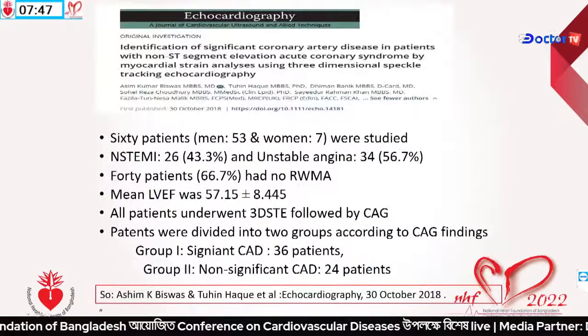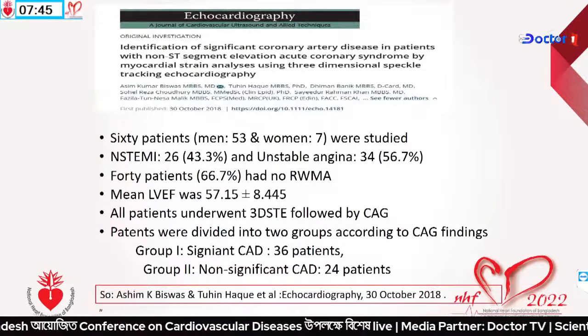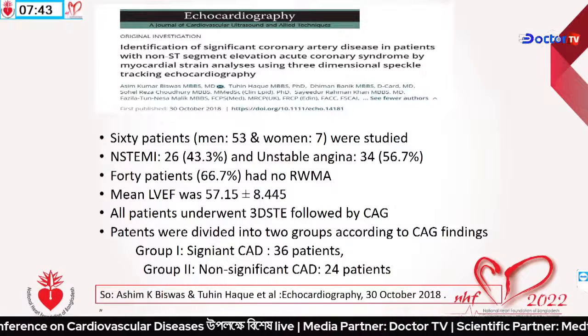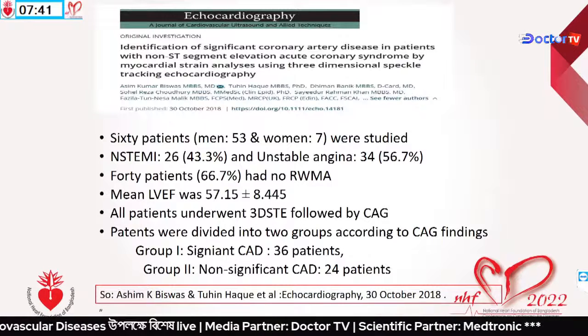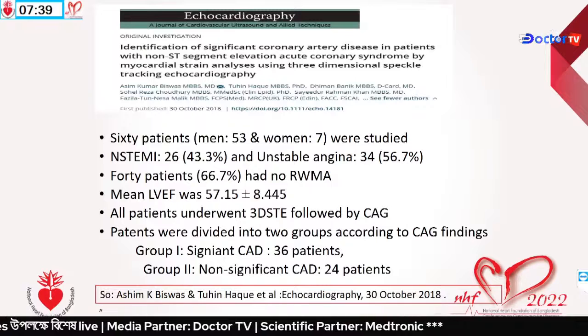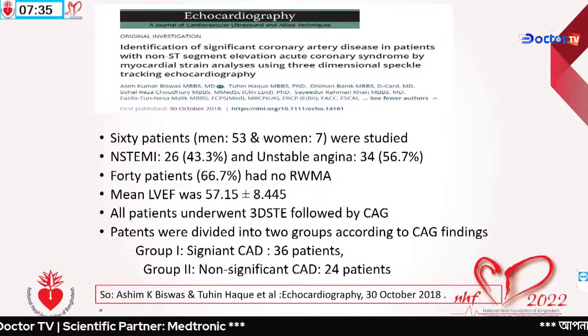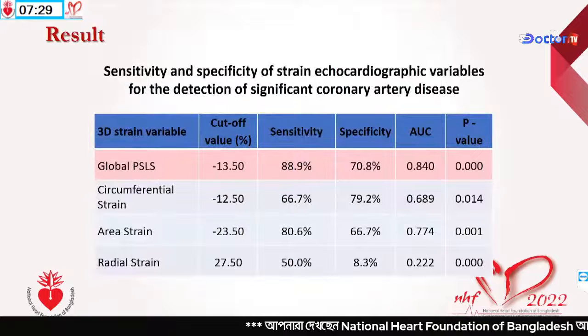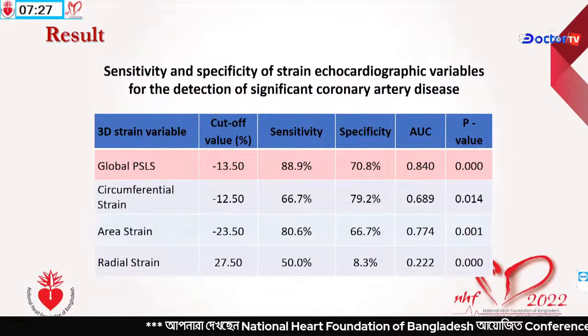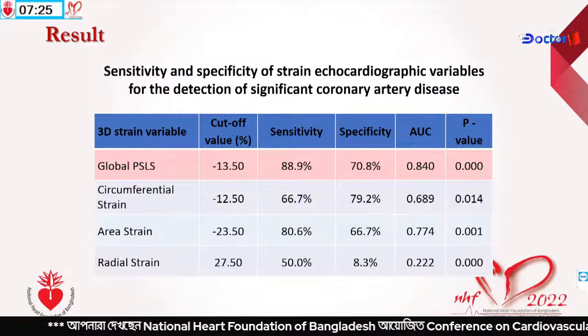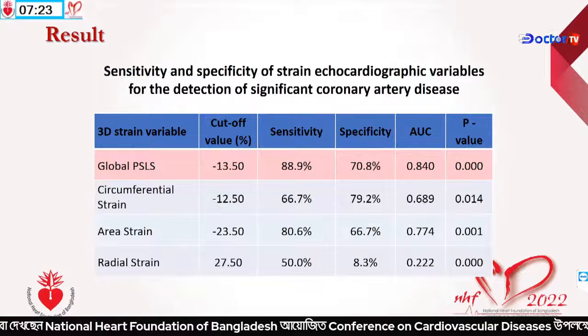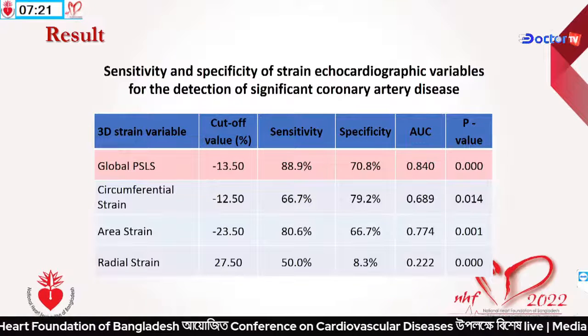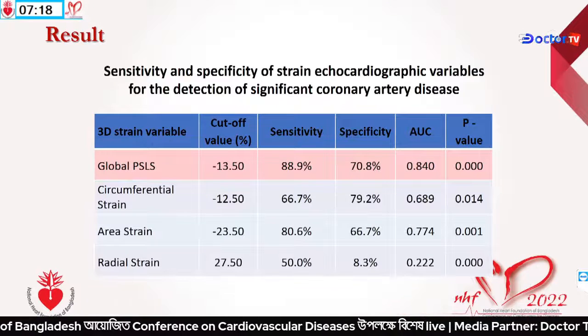We did another study using 3D speckle tracking echocardiography for identification of significant coronary artery disease in patients with non-ST elevation acute coronary syndrome. This study was published in the Journal of Echocardiography in the year 2018. In this study, 3D-derived global peak systolic longitudinal strain showed good sensitivity and specificity for identifying significant coronary artery disease in patients with non-ST elevation ACS.